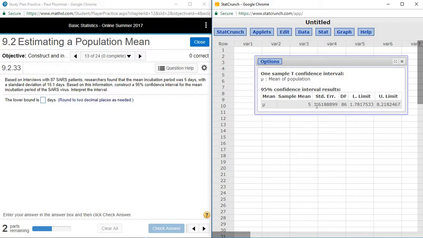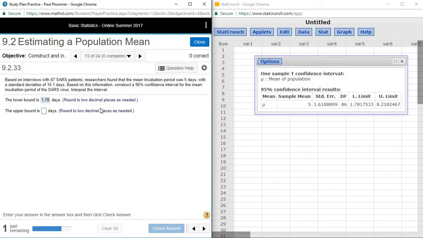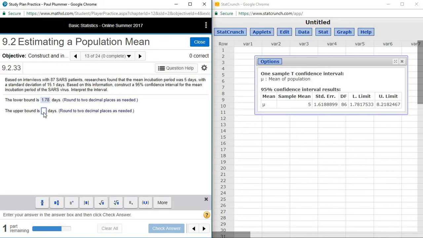From this package, it will give us the sample mean. More importantly, it gives us the lower limit and the upper limit for the interval. So the lower limit here to 2 decimal places would be 1.78, and the upper limit would be 8.22.